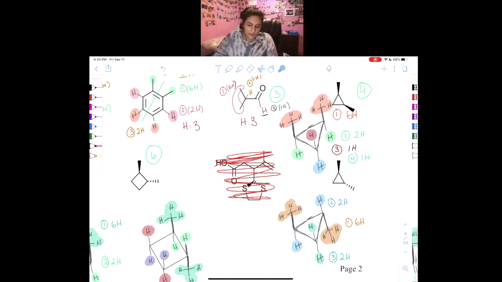So the cis group will have altogether 1, 2, 3, 4 signals. But the trans one will have 3. And I stumbled upon my words, so I'm going to say it one more time. The cis version of a cyclopropane will have 4 signals because of the 2 separate environments above and below the plane. However, the trans cyclopropane will have 3 signals since, being trans, it actually makes 2 identical environments above and below the plane.